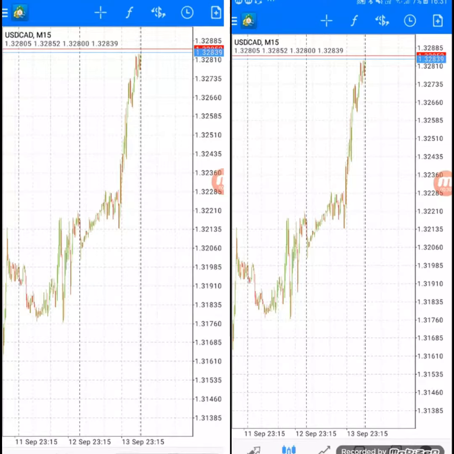You sell USD CAD, you put a stop loss of 10 pips. Okay, on a stop loss of 10 pips you put a buy stop. Okay, again you buy USD CAD and you put a stop loss of 10 pips. On your stop loss of 10 pips you put what? A sell stop.